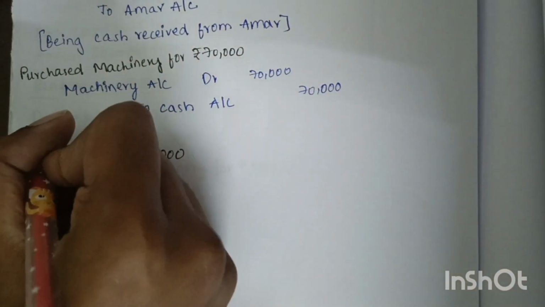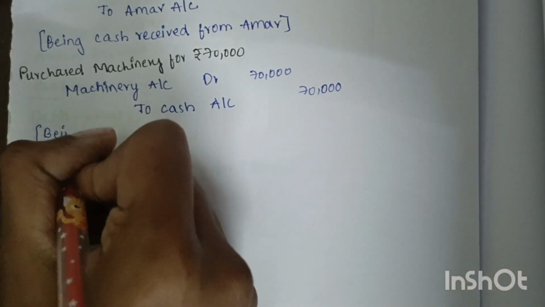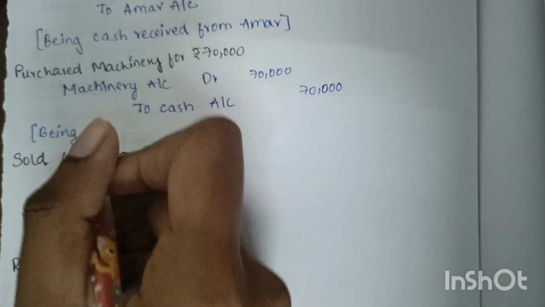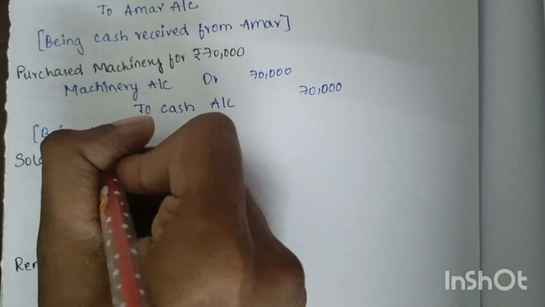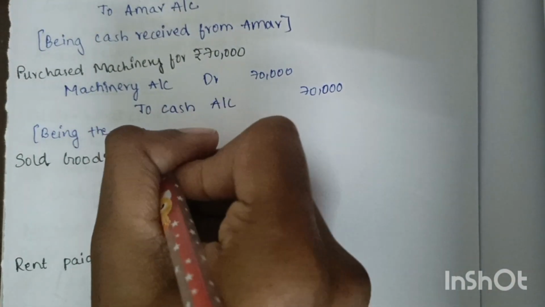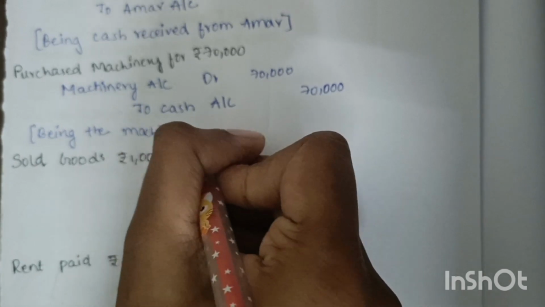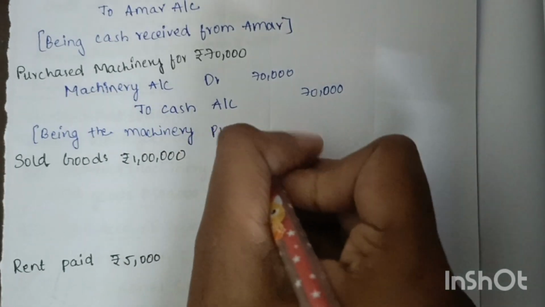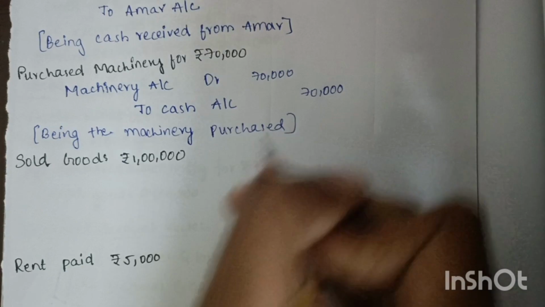So what must be the narration? You need to start with being, right? As I told you, being the machinery purchased. Being the machinery purchased.